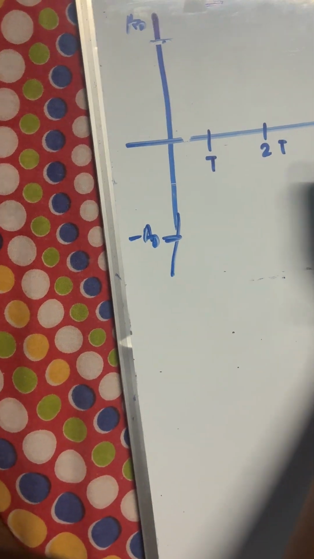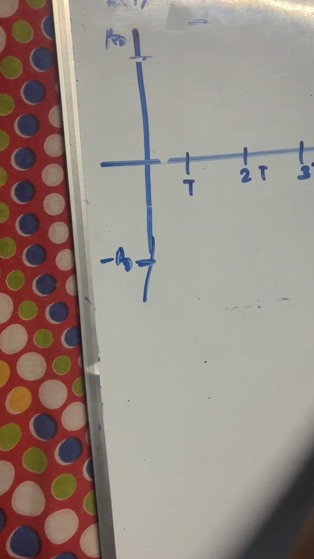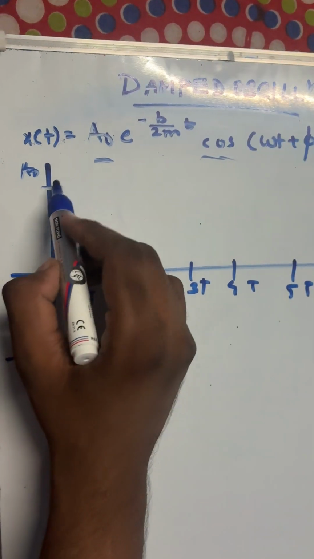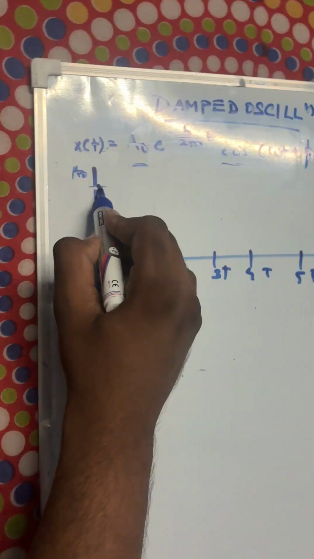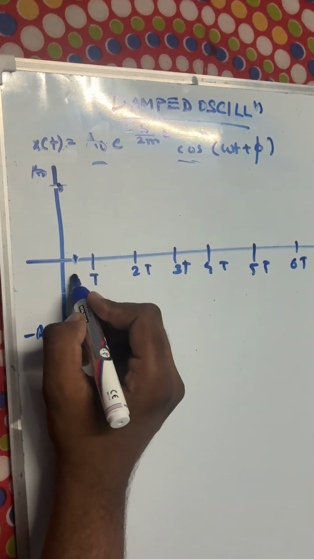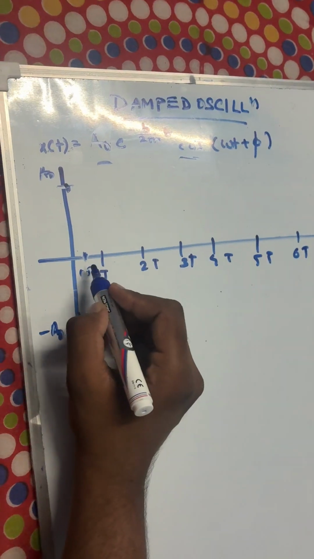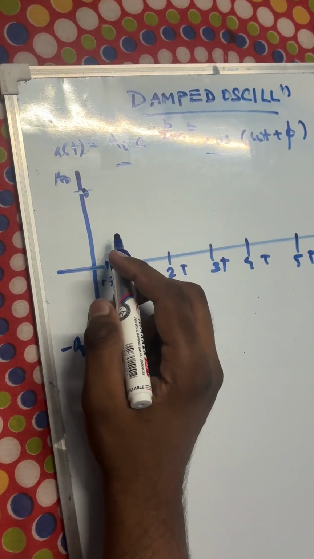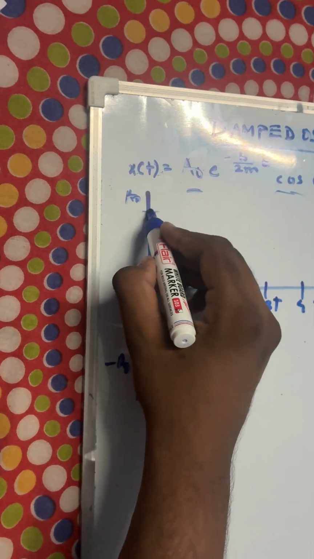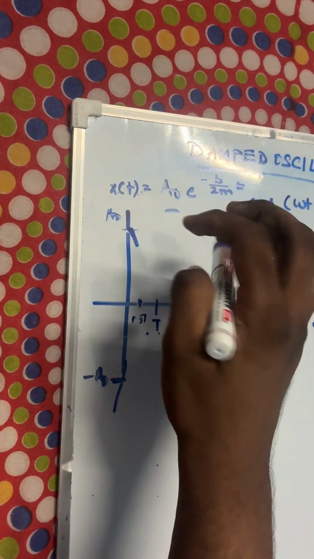Okay, I'm drawing this: 4t, 5t, 6t, up to 60. It starts like this. At 0.5t it gets its minima, and it gets its maxima at t. You can just prove it, it's very easy.